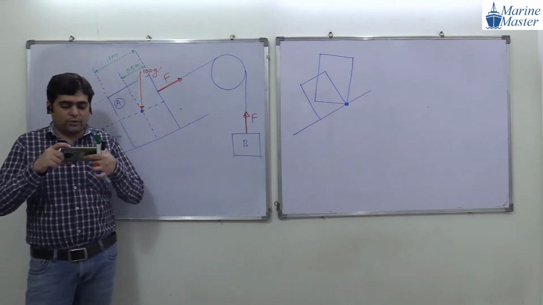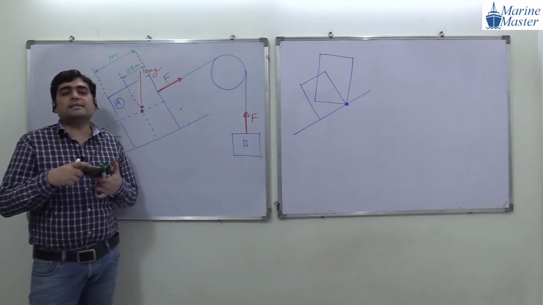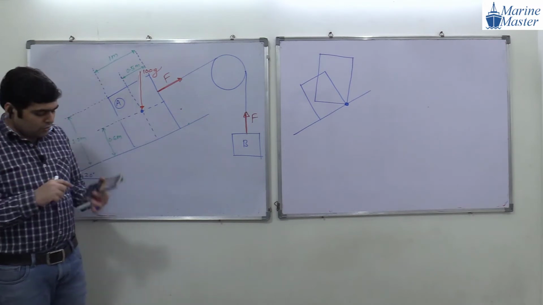Okay, so what we are doing in the question? Mass B is gradually increased until mass A overturns. Until what, guys? Mass A overturns. Okay, now try to see the A point.